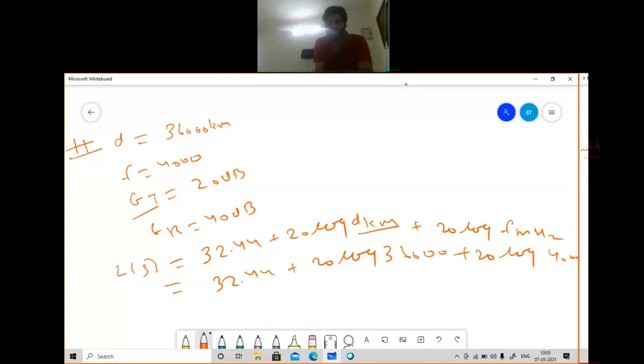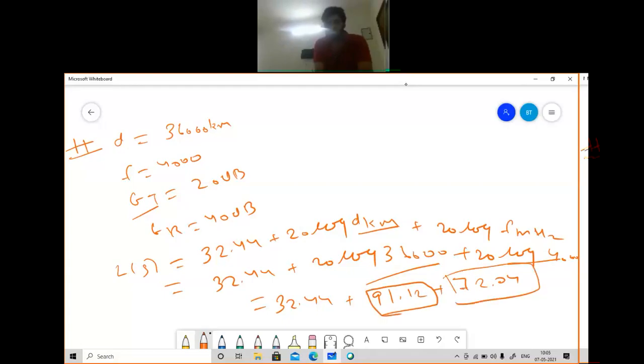When you put these values in the log, you will get 32.44 plus 91.12 plus 72.04. If somebody is not aware of how to solve log, you can ask me personally, I'll tell you. I'll share some videos so that you can get it easily. After adding all this, you will get 193.6 dB. This was the final answer for LS, the transmission loss which we are getting.